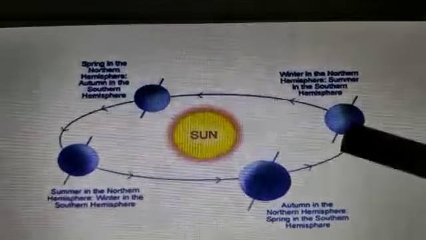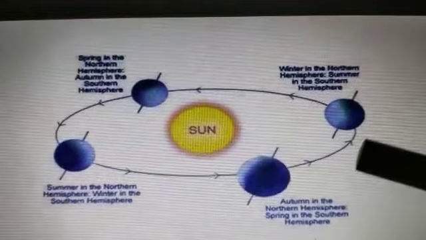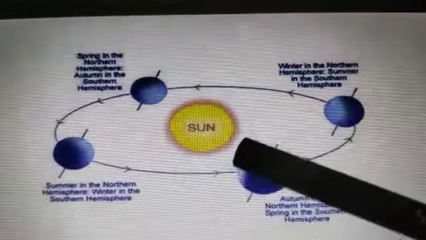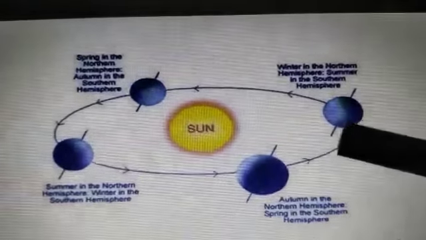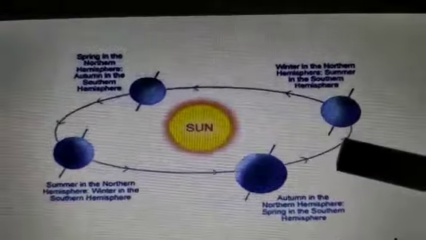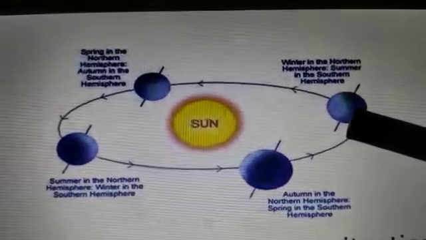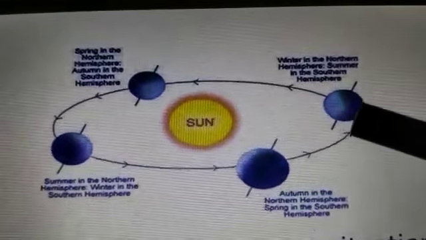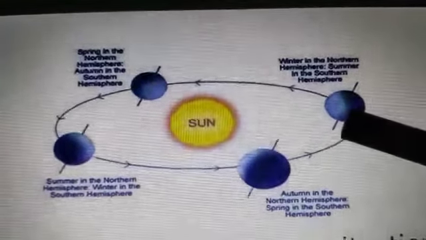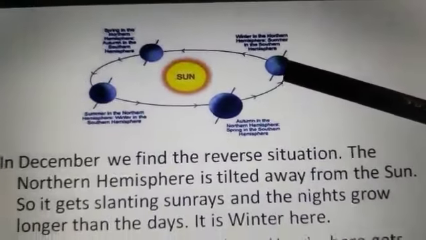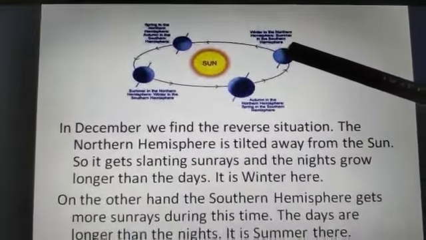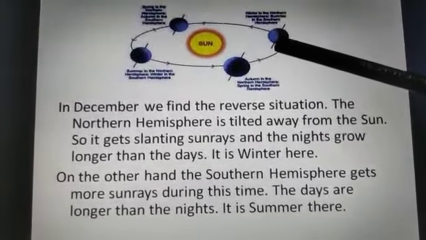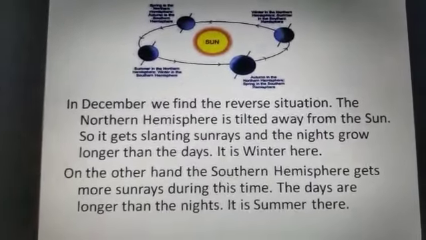On the other hand, the southern hemisphere gets more sun rays because it is nearer to the sun. The southern hemisphere is tilted to the sun, gets more sun rays during this time. This time means December. In the month of December, the days are longer in the southern hemisphere. Longer days means in the southern hemisphere they are having summer days. So is it clear to you? When the northern hemisphere is getting winter, the southern hemisphere is getting summer.